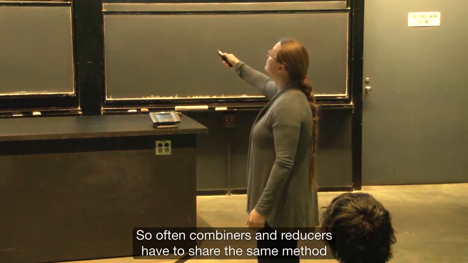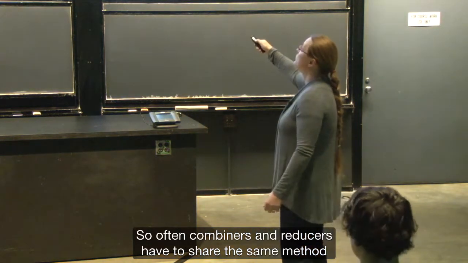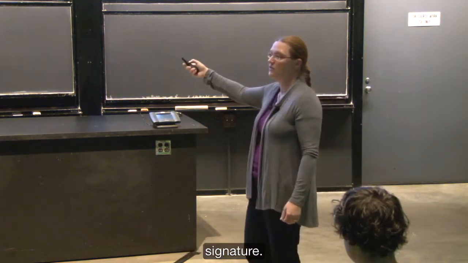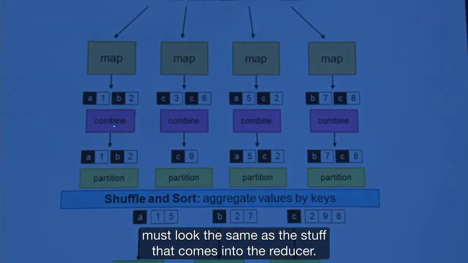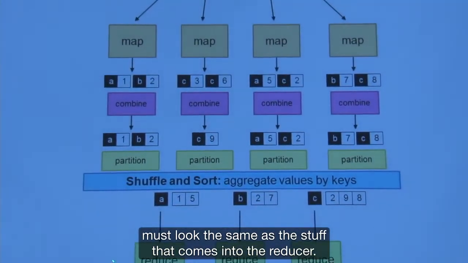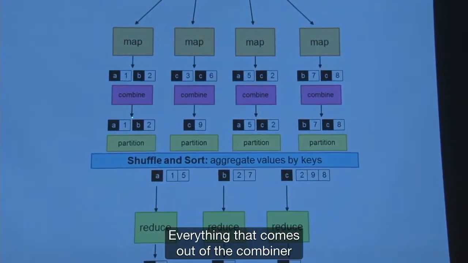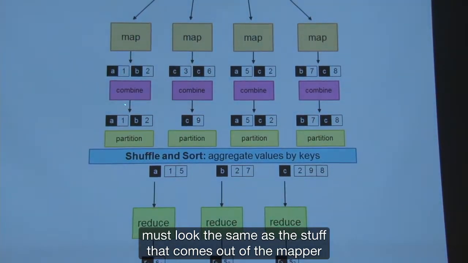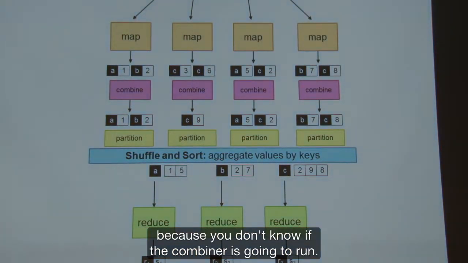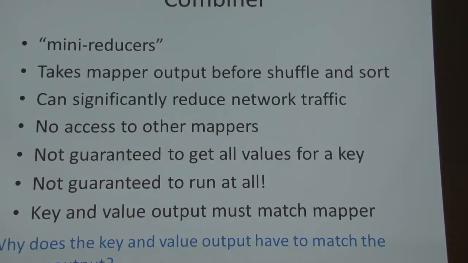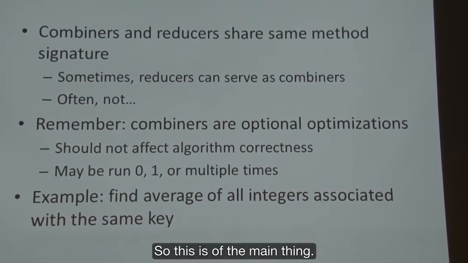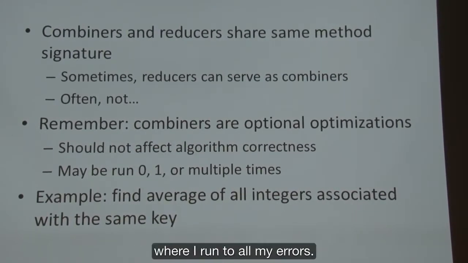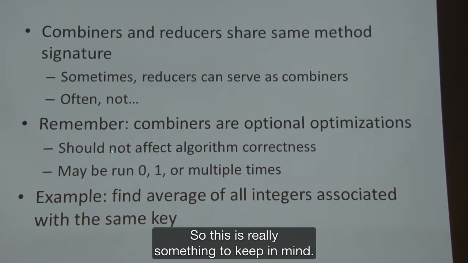So often combiners and reducers have to share the same method signature. Everything that comes into the combiner must look the same as the stuff that comes into the reducer. Everything that comes out of the combiner must look the same as the stuff that comes out of the mapper, right? Because you don't know if the combiner is going to run. So this is the main thing. I emphasize this so much because this is where I run into all my errors. So this is really something to keep in mind.